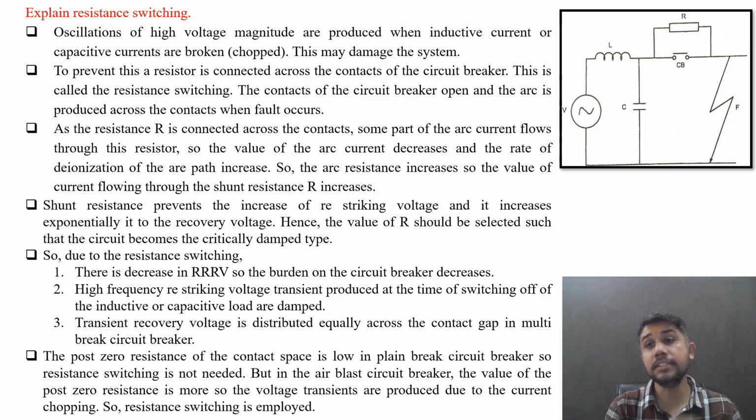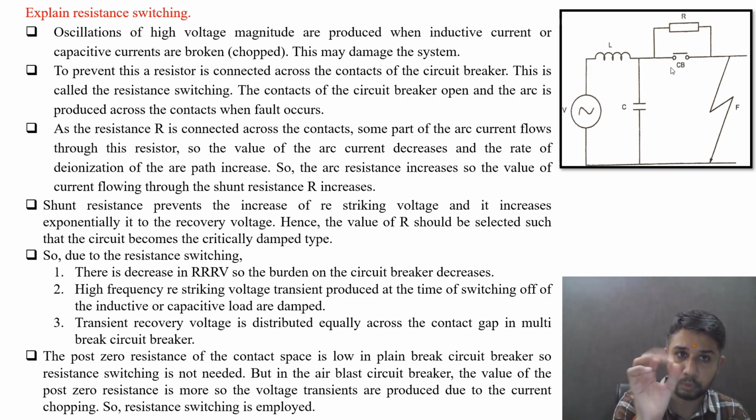Explain resistance switching in circuit breaker. Oscillations of high voltage magnitude are produced when the inductive current or a capacitive current is broken, that is chopped. This may damage the system. To prevent this, a resistor is connected across the contacts of the circuit breaker. A bypass resistor across the contacts of the circuit breaker is connected. This is called resistance switching.